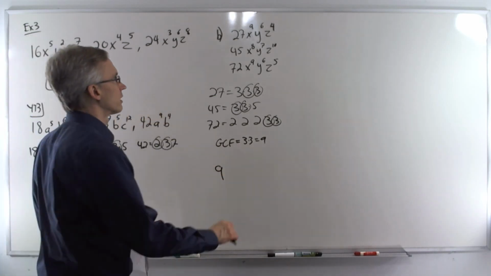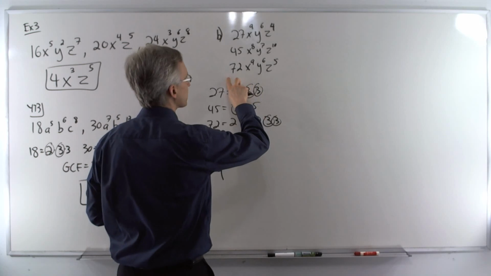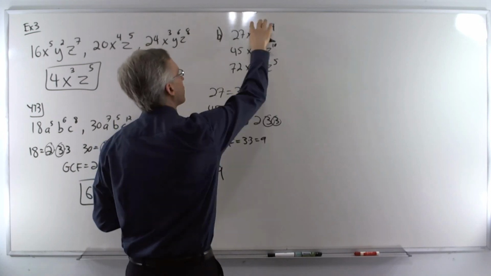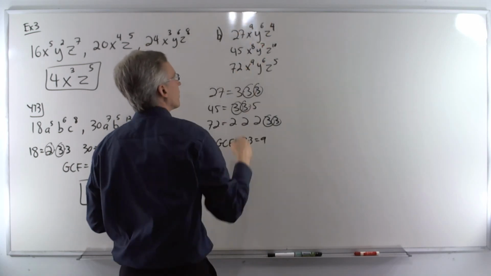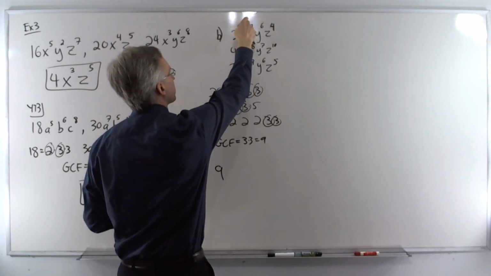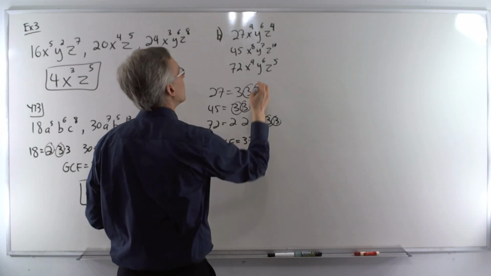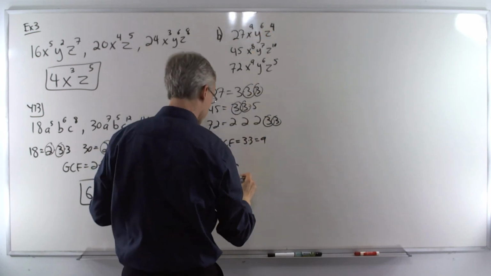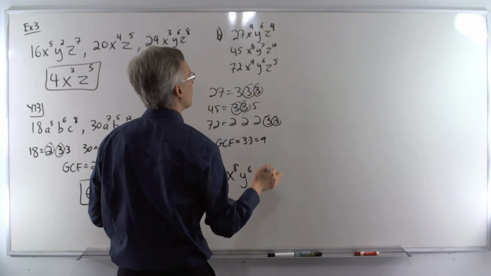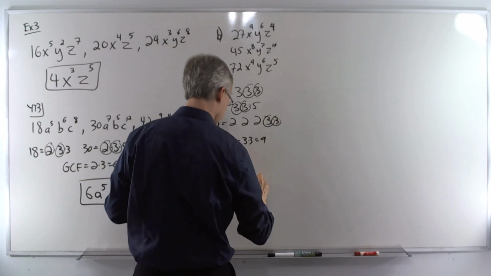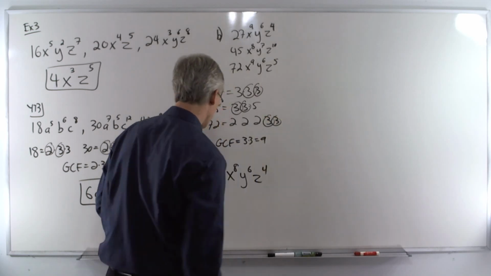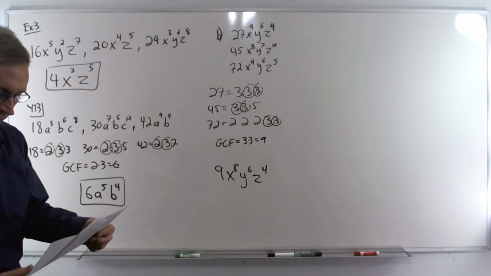And now each variable separately. Sometimes it's very helpful to write them like this, so it's easy to compare each variable. So we got 9, 8, and 9 here. Smallest exponent is 8, so x to the 8th power. 6, 7, and 6. 6 is the smallest, so y to the 6th. And the z's, 5, 10, and 4, so z to the 4th. 9, x to the 8th, y to the 6th, z to the 4th.